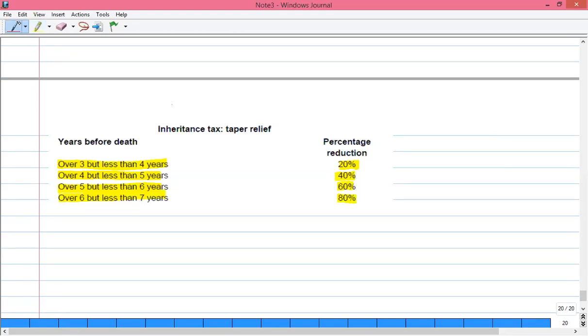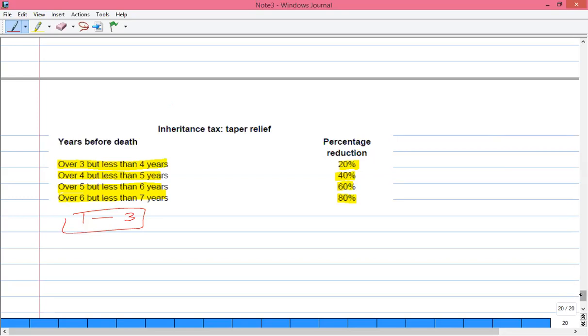So that means there is no taper relief from year 1 till 3. If a person died within 3 years of making a gift, there is no taper relief. And if he died after 7 years, that means the gift is exempt.